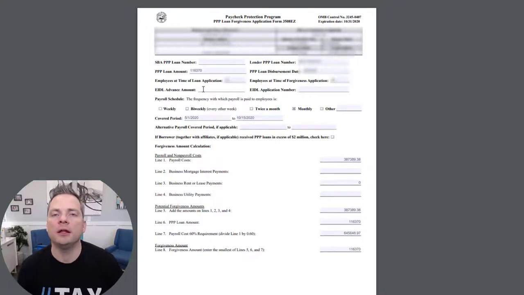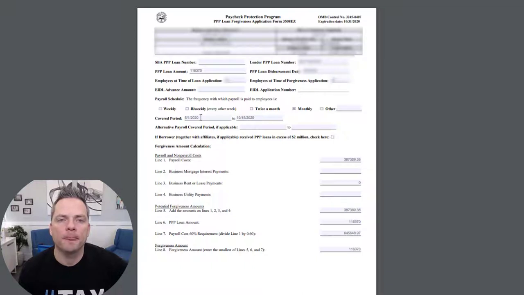If you got an EIDL advanced amount, go ahead and put that amount here. And then if you do put an amount here, you're going to want to put in your EIDL loan application number in this spot. Okay, so far so good. Payroll schedule. Go ahead and click the box which matches how you pay your employees. Do you do weekly payroll? Every other week? Twice a month? Or monthly or some other way?